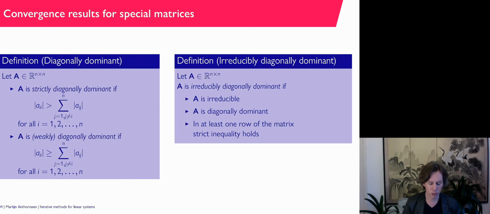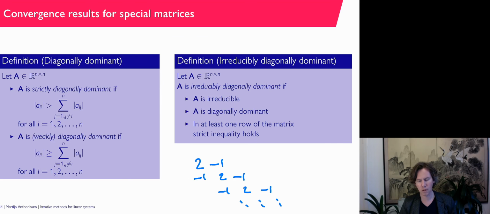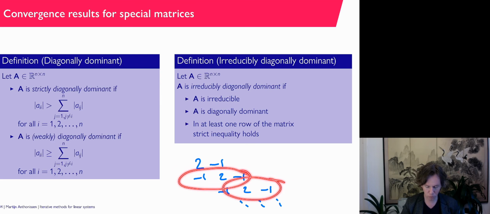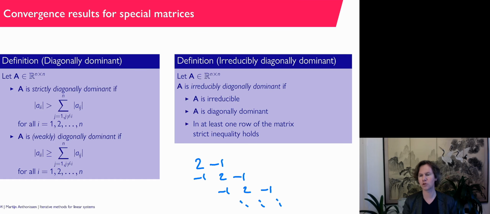So if you recall, we've already encountered a couple of times this matrix with 2, minus 1, minus 1, 2, minus 1, minus 1, 2, minus 1, and so on. So what you see is that for row 2, 3, and so on, the diagonal entry is 2 and the sum of the absolute values of the off-diagonal entries is also 2. So there we have the equal sign here. And here in the first row, you see that the diagonal entry is really bigger. So this matrix, that we will meet again a couple of times, is diagonally dominant, or weakly diagonally dominant.